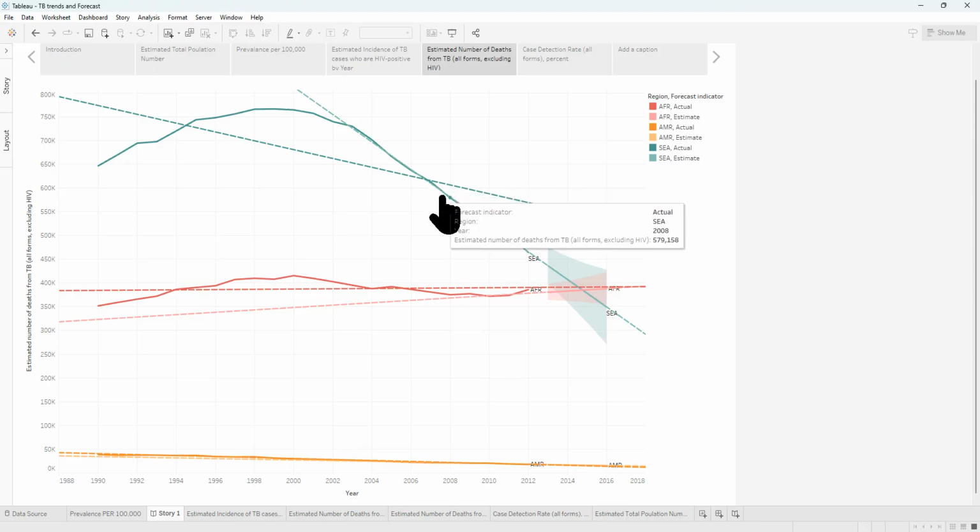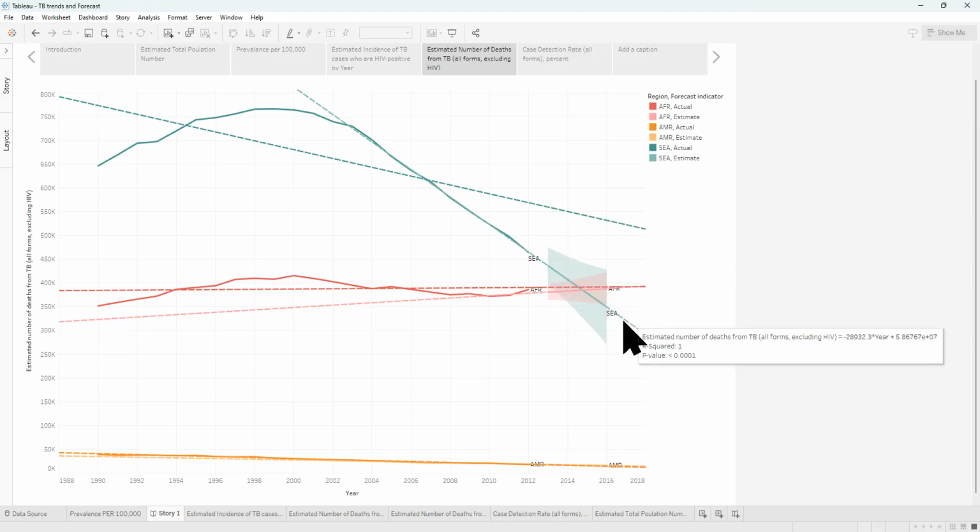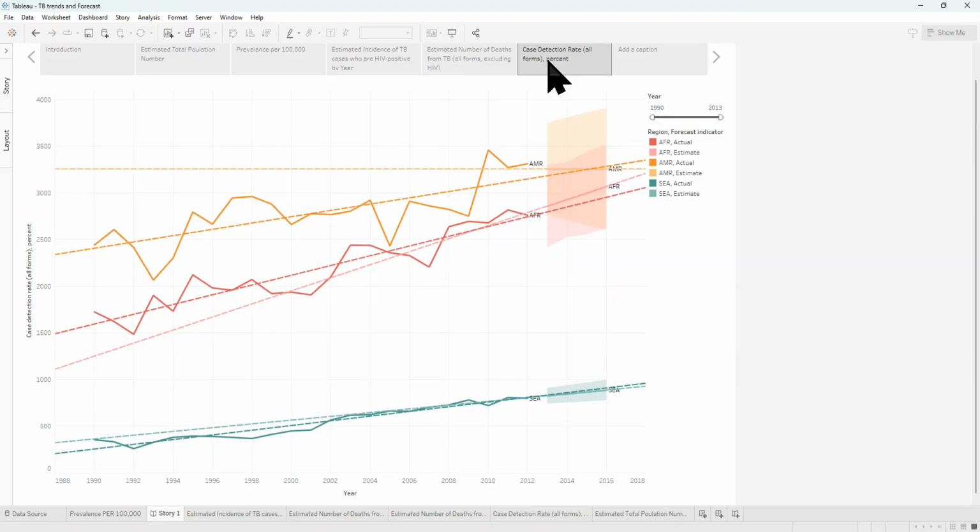Regarding the confidence and factors, I believe here that we are less inclined to feel as confident about these numbers in Southeast Asia because of the variance between the trend lines. And also here in Africa, it's a little smaller, so that will be second. First confidence, this is less confidence than this one. So moving along to case detection.